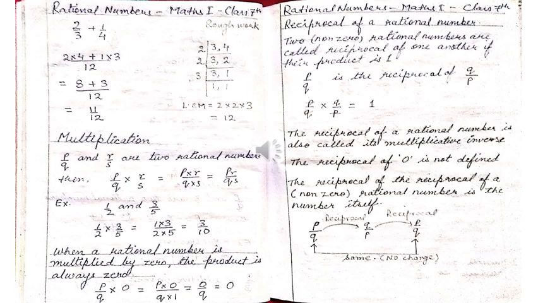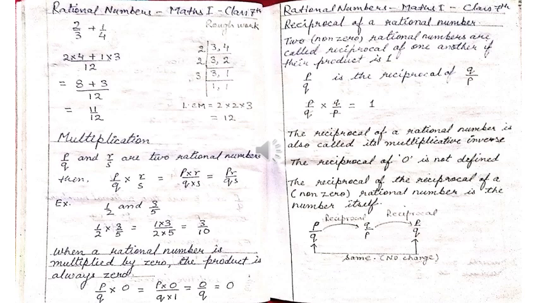So we take the LCM of 3 and 4, that is 12, and then in the table of 3, 12 comes 4 times, 4 multiplied with the numerator 2 will give you 8, and here in the table of 4, 12 comes 3 times, 3 into 1 will give you 3, so 8 plus 3 is 11, 11 upon 12 will be the answer.